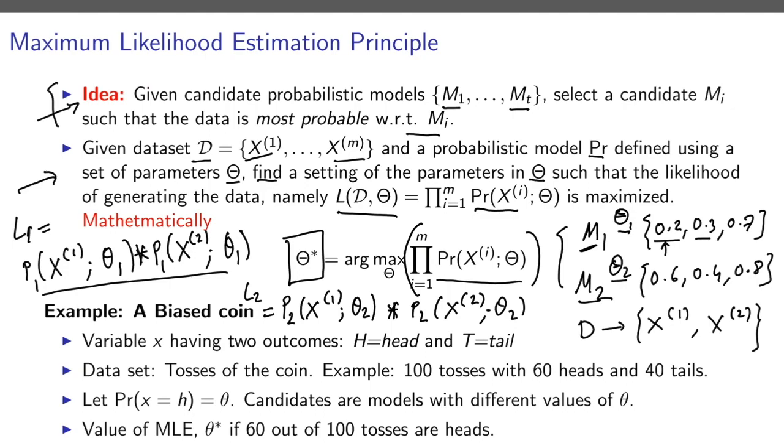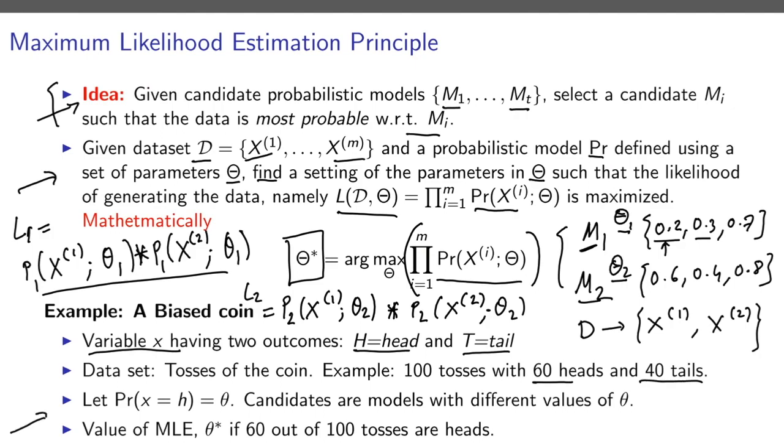Let us use another example, the example of a biased coin, to illustrate the ideas in maximum likelihood estimation. Let's say you're given a biased coin, and we model that biased coin using a variable x, which has two outcomes: H is equal to head and T is equal to tail. Now you're given a data set which is nothing but different tosses of the coin. An example data set will look something like this. You toss the coin 100 times and it landed heads 60 times and tails 40 times. So that's your data set.